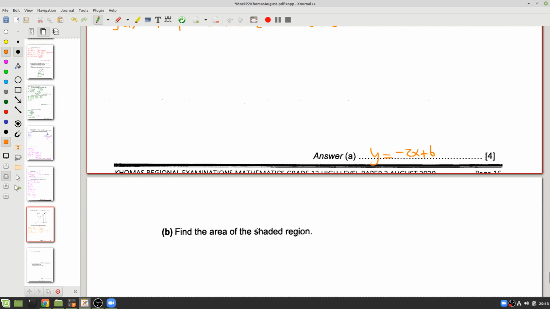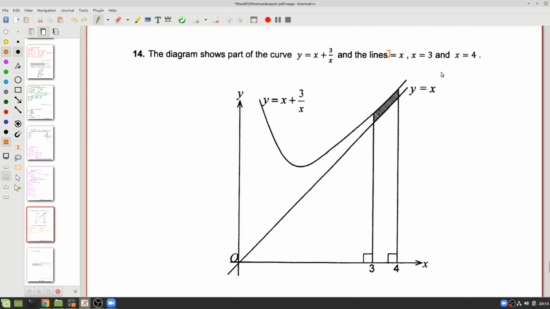Great. Now find the area of the shaded region. So that's the little shaded region, and it's bounded, so we're going to integrate from 3 to 4 underneath the curve of x plus 3 over x. That will give us this whole area. Then we're going to subtract from that the area underneath this straight line, and what will be left will be the shaded area.